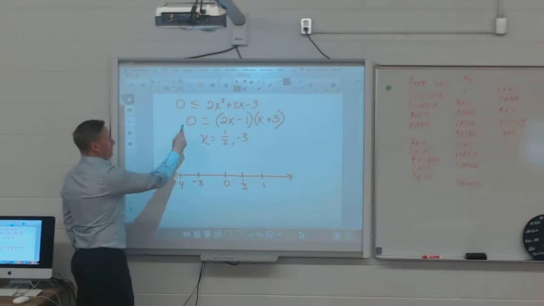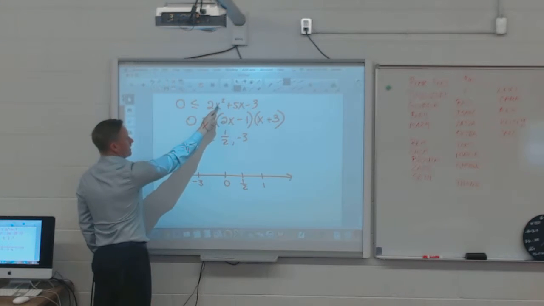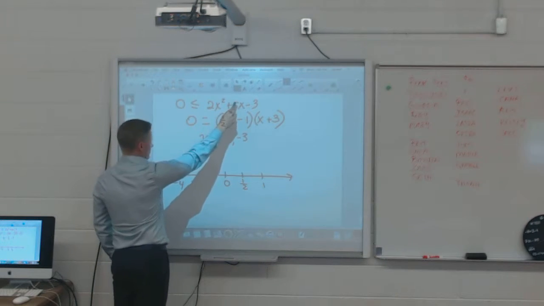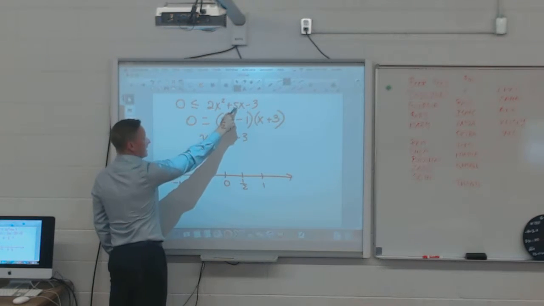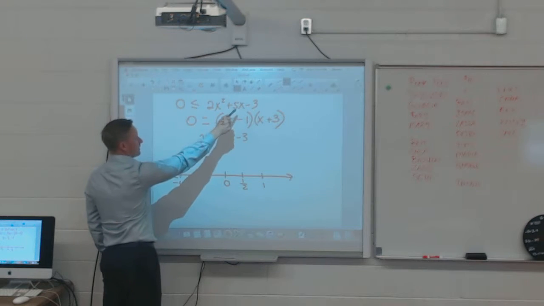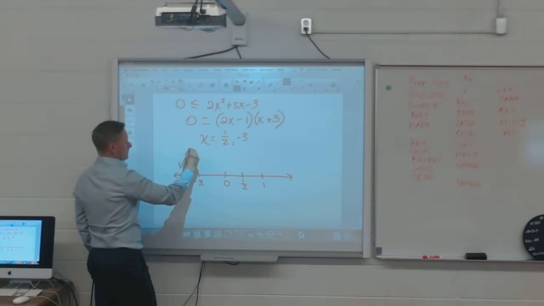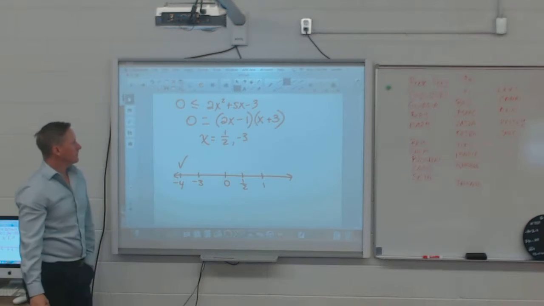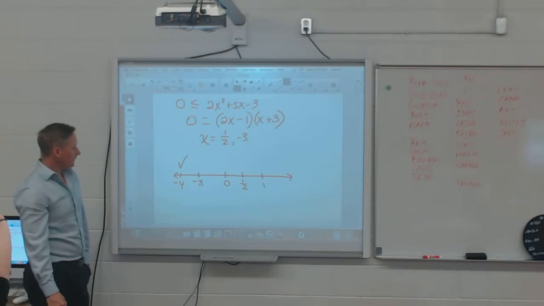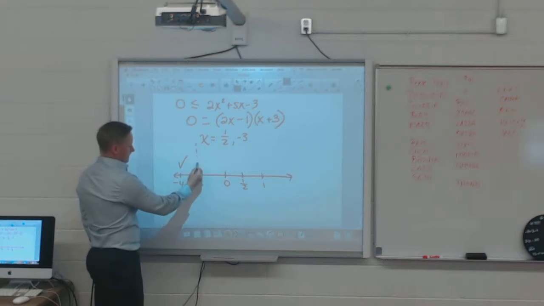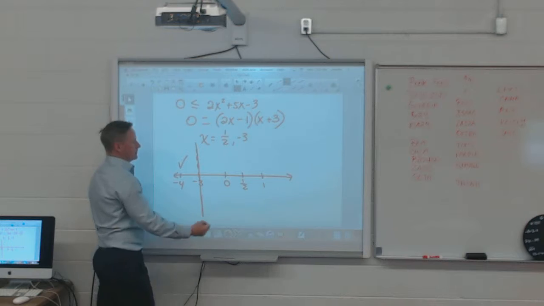So I put -4 in here. So -4 squared is 16. 16 times 2 is 32. 32 plus -20 is 12. 12 subtract 3 is 9. 9 greater than 0? Answer is yes. Okay. So it's going to do this, and actually I would make it a solid line because it's equal to.